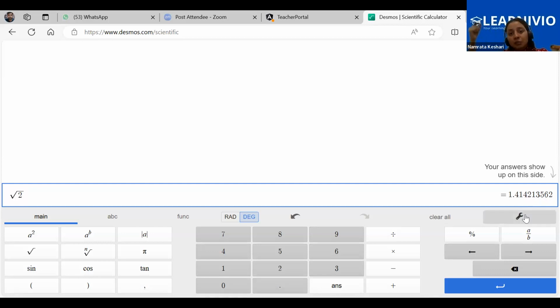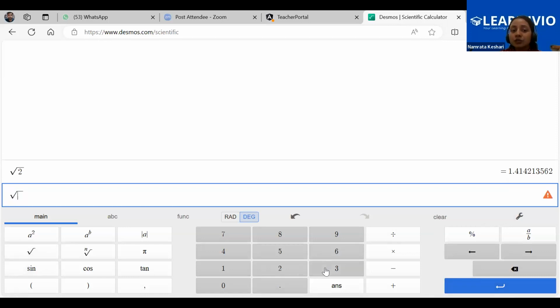After 1.4142135562, there are infinite numbers. It will never ever stop. The calculator is showing the result according to its capacity, only this many digits after the decimal, but there are infinite numbers after the decimal. Are you getting my point? And that's why we don't know how to locate it. Our scale, our calculator, nothing will help us to accurately locate it. That's why we are taking help of the Pythagoras theorem, and that's why we have to do this much hassle.